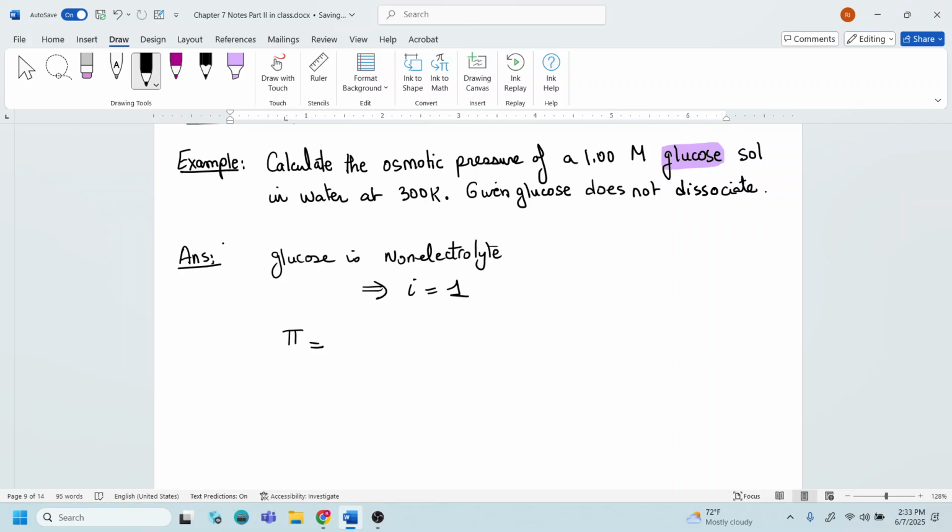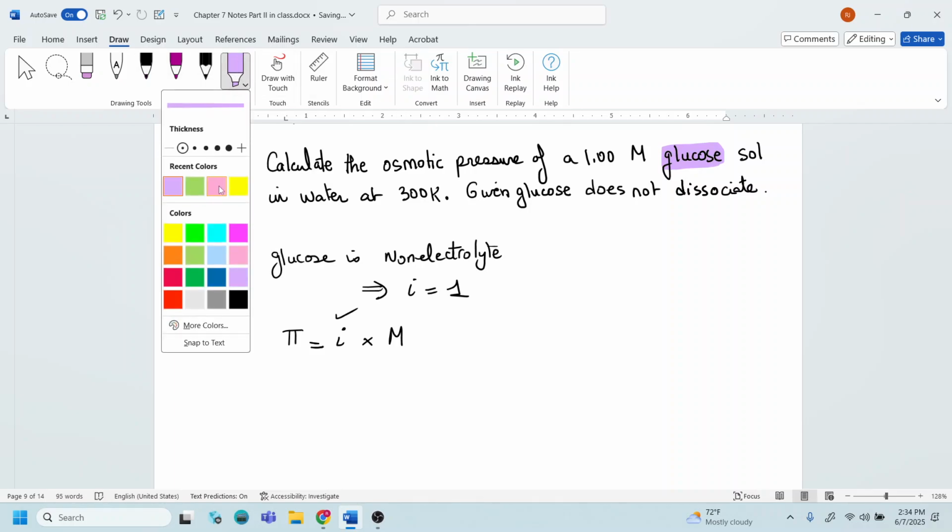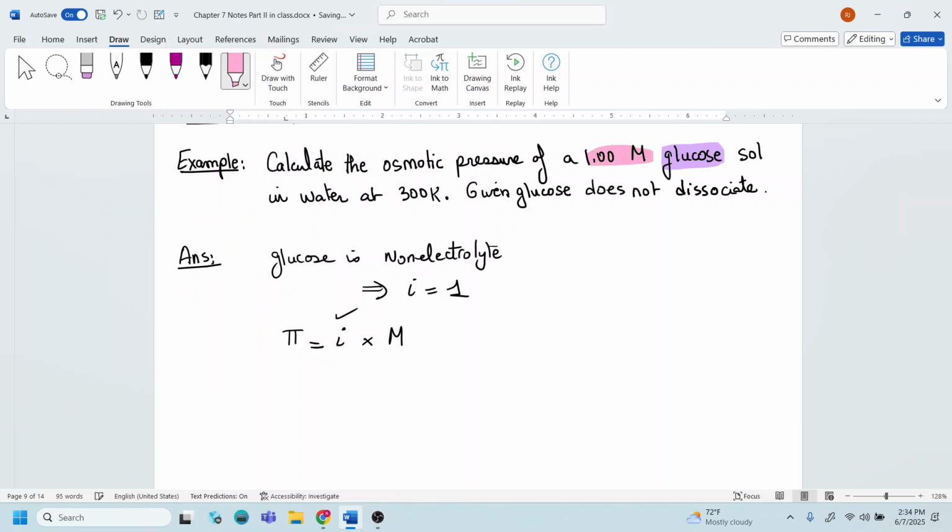Okay? So if i is equal to 1, then let's go ahead and substitute. They need the osmotic pressure, so they need pi. I already have i, which is equal to 1, times the concentration. I am given the concentration, which is 1 molar. I am given the temperature. Basically, I'm given everything in here. I know what R is, and I am given the temperature. Guys, temperature is always in Kelvin. So if you are given the temperature in Celsius, please change it to Kelvin.